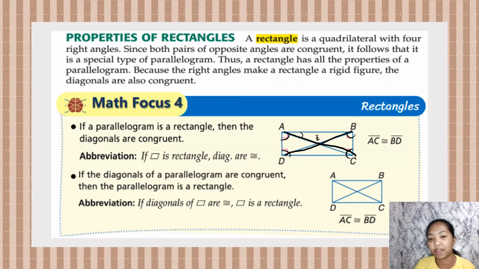And again, if we are given the measure of angle BAC, this one, and we are asked to find the angle DAC, this one, all we have to do is subtract the measure of angle BAC from 90, because all of the angles of a rectangle are right angles, so each measures 90 degrees.